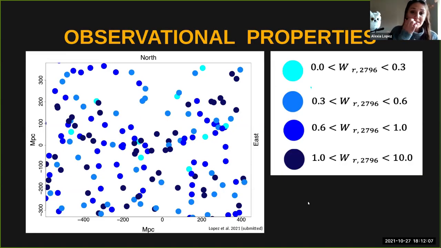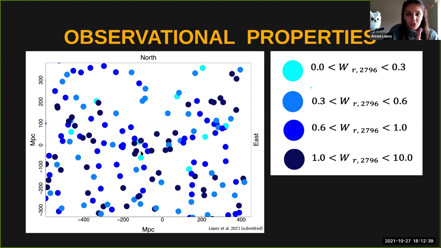Other observational properties. We binned the equivalent widths, the strengths of the equivalent widths, and color coded them. So the lightest color is the weakest equivalent width, and the darkest color is the strongest equivalent width. Generally what we find is that there might be more stronger absorbers on the left-hand side. And there's a couple up here as well, but in particular, this little middle section here.